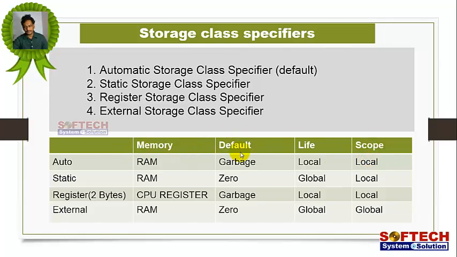The four are memory, default value, life, and scope. Memory: if you declare a variable, that variable requires some bytes based on its type, so memory needs to be allocated. That memory is of two types in C language. Usually in all computer languages, memory is allocated for a variable in main memory only, that is, RAM. In C language, we can also allocate memory in a CPU register.